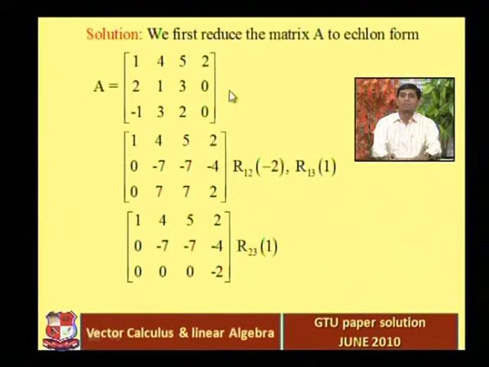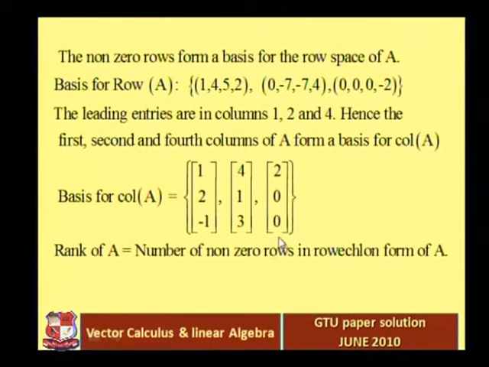consider the first, second and fourth columns from our given matrix A: 1 2 minus 1, 4 1 3, and 2 0 0. These 3 column vectors are actually the basis vectors for the column space of A. The leading entries are in the first, second and fourth columns, hence the first, second and fourth columns of A form a basis for the column space of A. So the basis for the column space of A is 1 2 minus 1, 4 1 3 and 2 0 0.